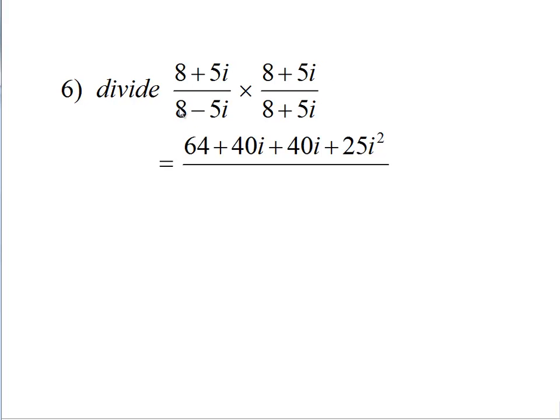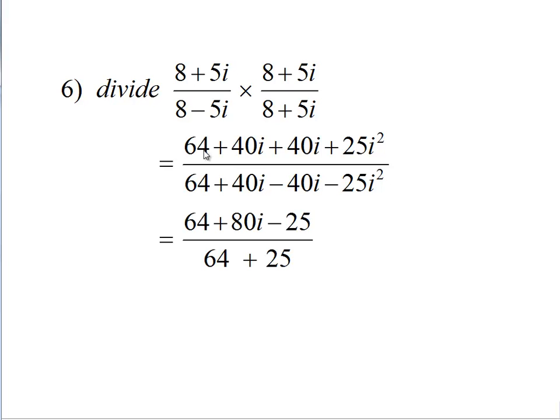Then on the bottom, 8 times 8 is 64. 8 times 5i is 40i. Minus 8 times 5i is negative 40i. And minus 5i times 5i is negative 25 i squared. Now these i squares, the top one turns into a minus. The bottom one, i squared is negative, and there's another negative, so it turns into a plus.